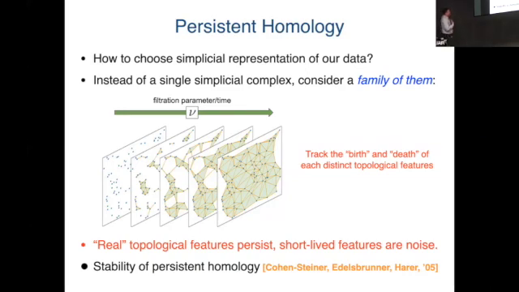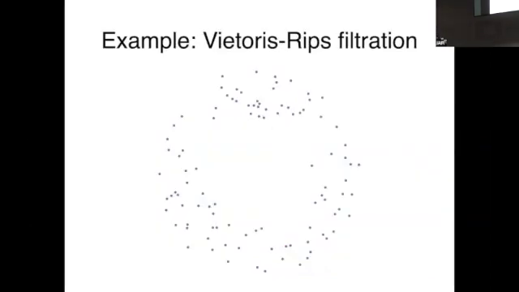As you move through the filtration, different topological features may appear and they may disappear. And so we will, from now on, refer to these events as birth and death, respectively. Now, persistent homology tracks each distinct topological feature. The intuition is that real topology persists, whereas short-lived features do not. So we want to read off the long-lived features from analyzing the topology of the data. It's perhaps, again, easier to visualize this with an example.